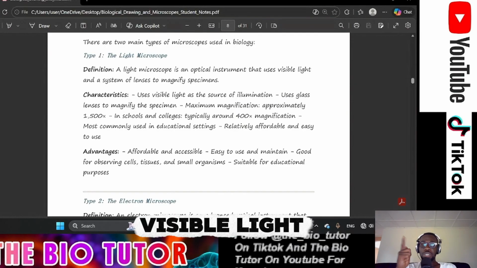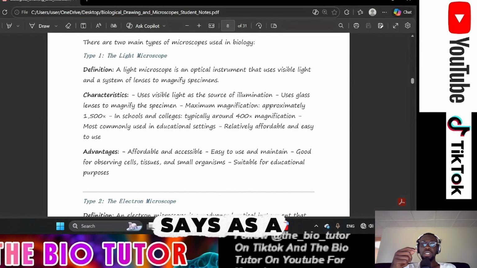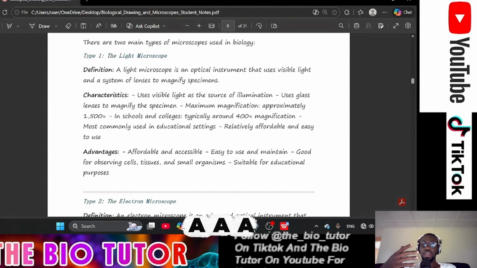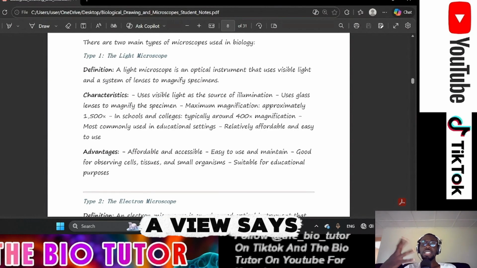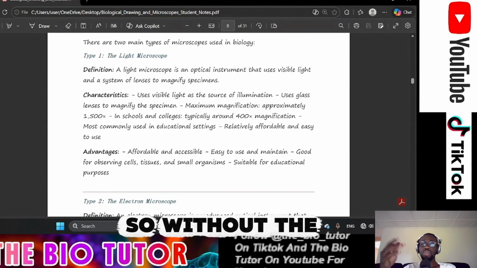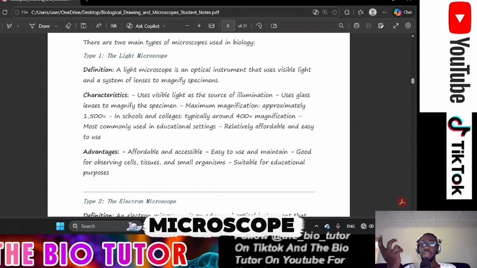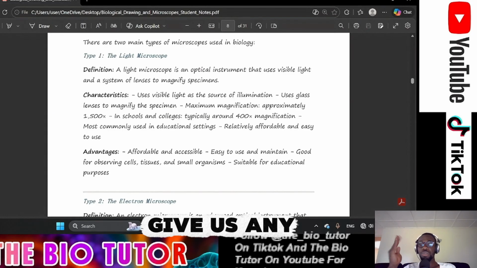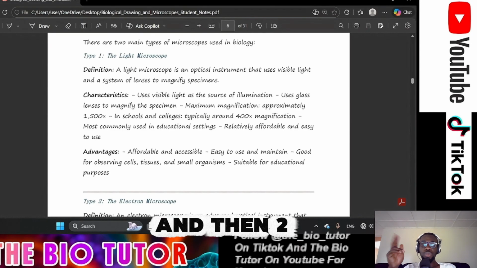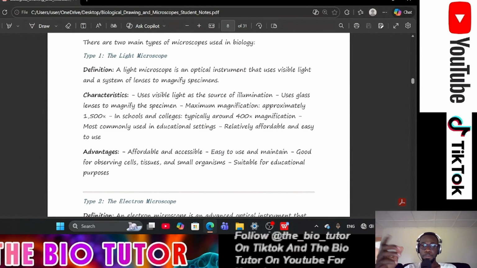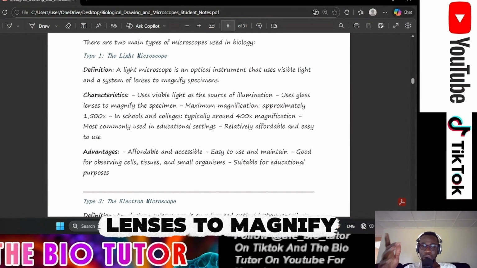One, it uses visible light, as the definition says, as a source of illumination. Without the light, we can't look through this microscope because it won't give us any result. And then two, it uses glass lenses to magnify the specimen.